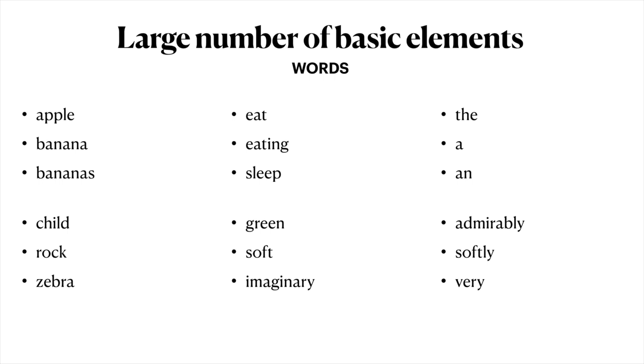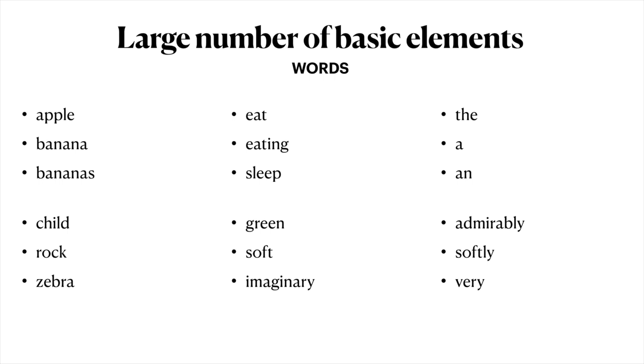This class of words that represents objects, we will typically refer to with a name, and that name is noun. So these are nouns. Languages also have verbs, words that represent actions. Words like eat, eating, sleep. Descriptive words, adjectives that describe nouns, like green, soft, imaginary.